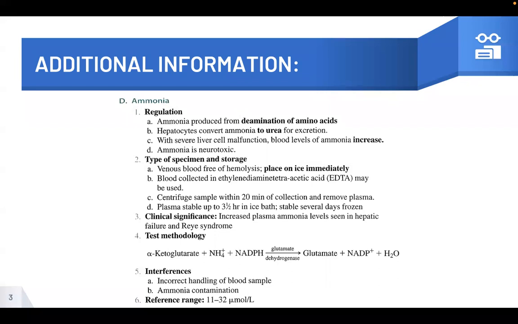Ayun po kung bakit hindi dapat magkaroon ng increased level of ammonia into our circulation, especially sa ating bloodstream. Next, for the type of specimen and storage, kapag isa-subject na natin siya for testing, especially in the clinical chemistry section, the specimen to be used must be venous blood, again, venous blood, free from hemolysis. And then it must be placed on ice immediately.